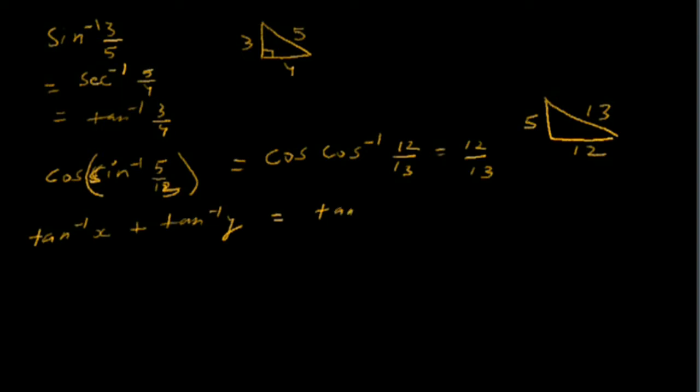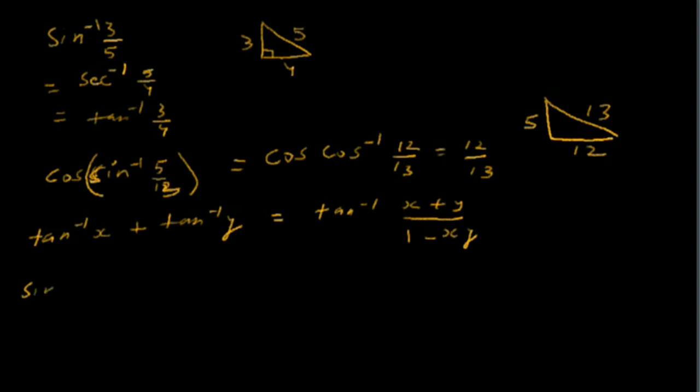So tan inverse x plus tan inverse y is tan inverse of x plus y by 1 minus xy. Very easy to remember. Further, if you have to find tan inverse x minus tan inverse y, it will be tan inverse of x minus y by 1 plus xy. Just one example I am taking here.